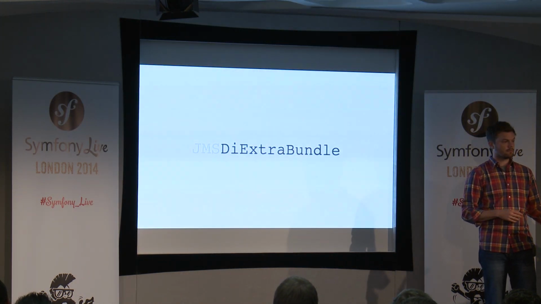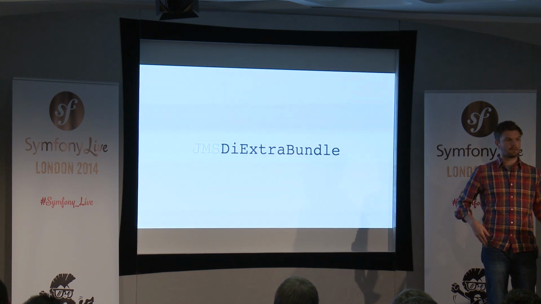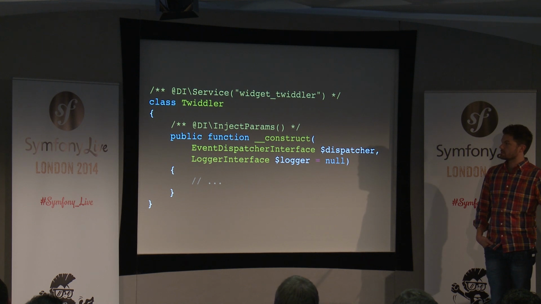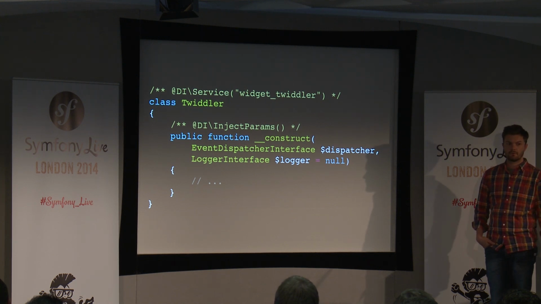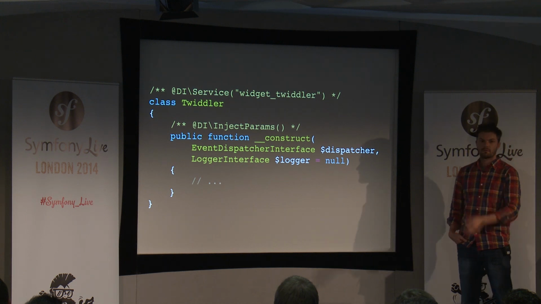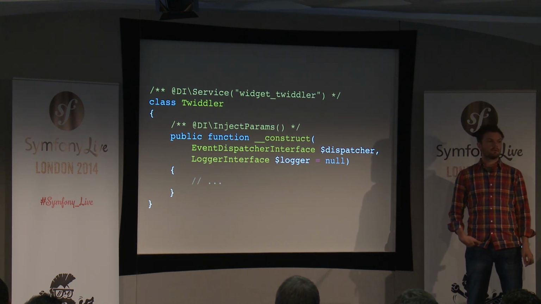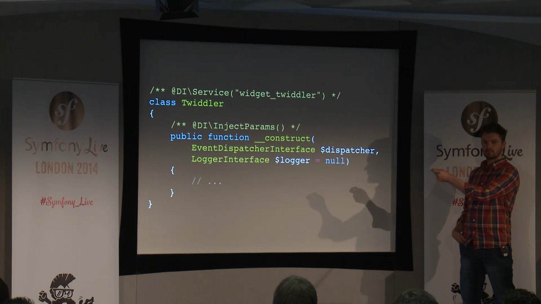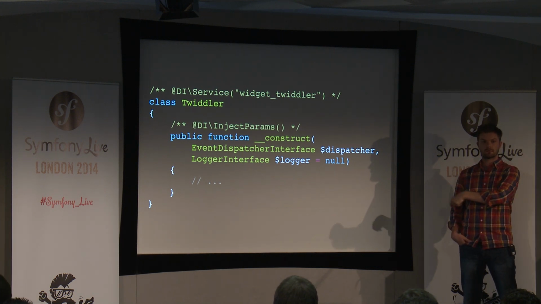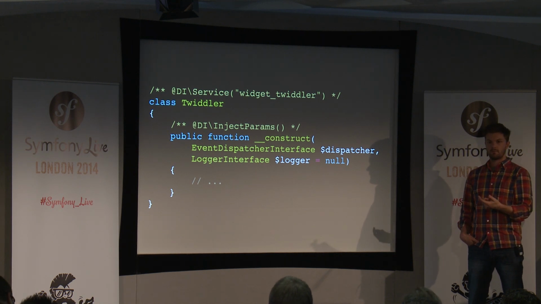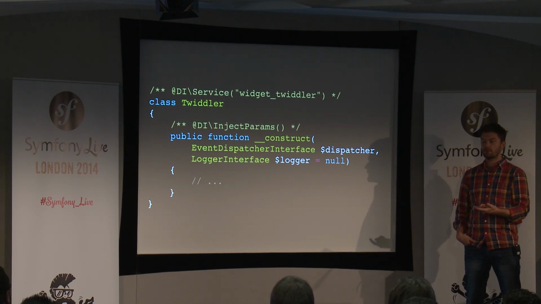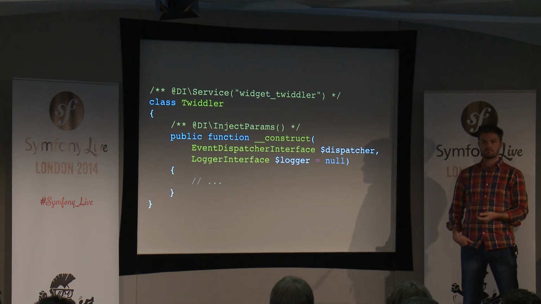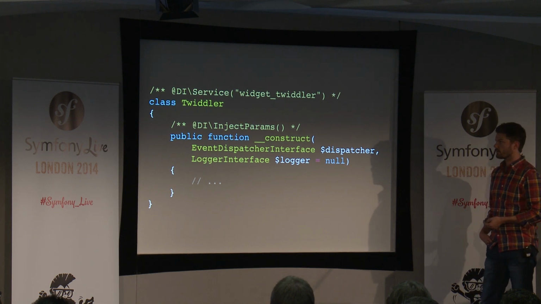I prefer to go the route of annotations using the JMSDI extra bundle. And this is the exact same configuration that I showed you before. I don't even have to think about what YAML file it goes in because there are no configuration files. The configuration is in the context of my code. So I don't have to leave my workflow. I'm looking at the PHP class that I'm working on. I add an annotation to the top to define the service, exact same service definition as before.